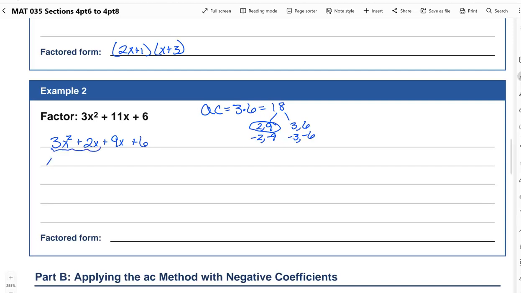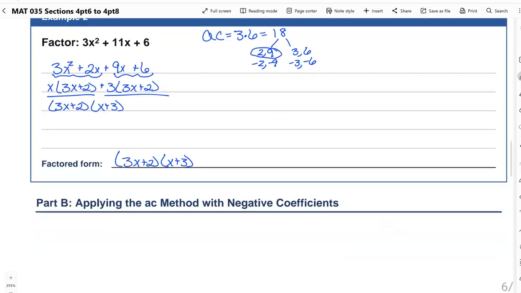Group the first two together, factor an x out, leaving us with 3x plus 2. When I group the second ones together, they have a 3 in common, leaving us with 3x plus 2. And now those have the group 3x plus 2 in common, leaving us with x plus 3. So my factored form is 3x plus 2 times x plus 3. And remember, you can always check it. If we multiply that out, we will get 3x squared plus 11x plus 6.